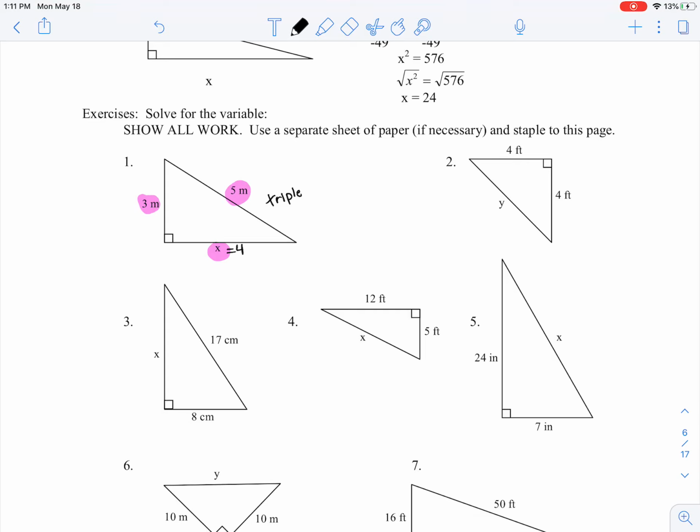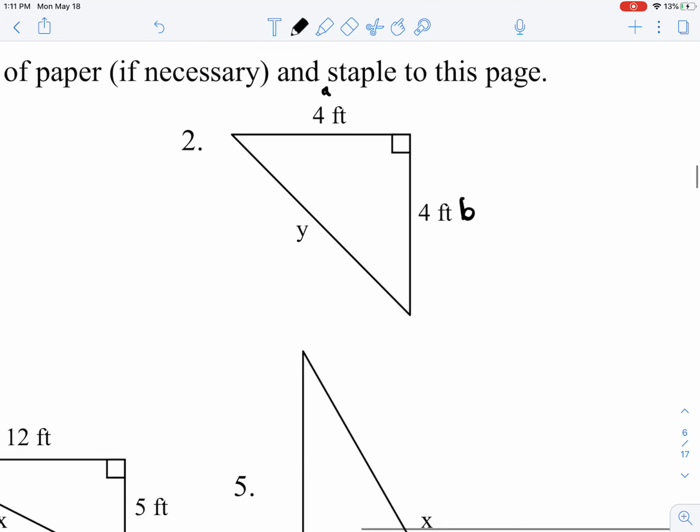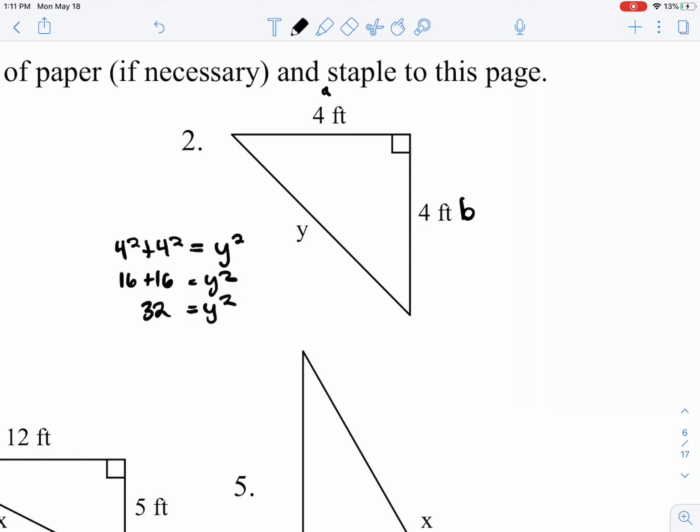But let's go on to number 2. Our legs are 4, and we need to find the hypotenuse. This is our a, this is our b. So 4 squared plus 4 squared equals y squared, or c squared, whatever you want to put. We're going to get the same answer. 4 squared is 16 plus 16 equals y squared. 16 and 16 is 32 equals y squared, and so y is the square root of 32, because to get rid of the squared, we have to take the square root.